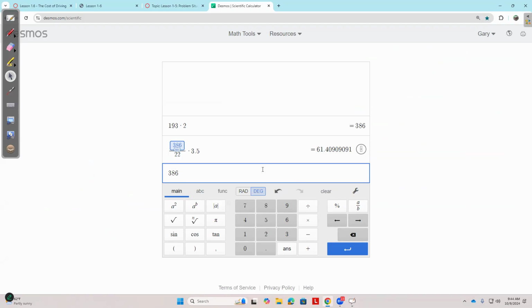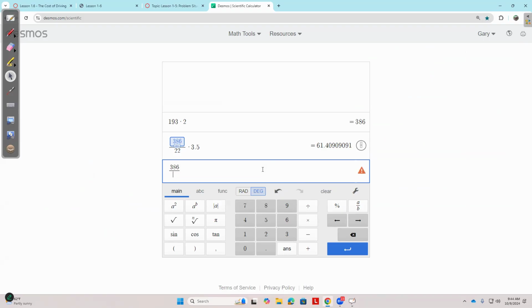386 round trip miles divided by 40 miles per gallon. So I want to know how many groups of 40 are in 386. There's almost 10 of them. Times the gas of 3.50 per gallon gives me what? 33. Well, to the nearest cent.